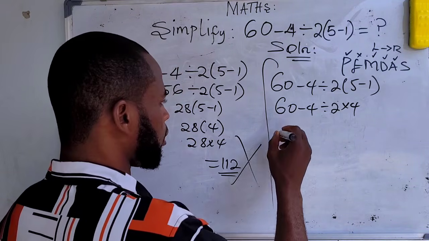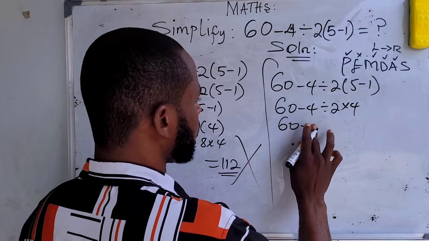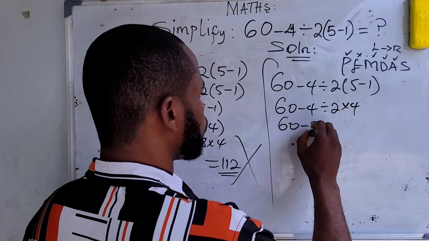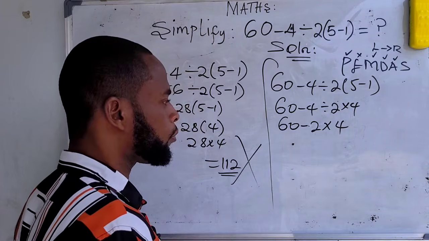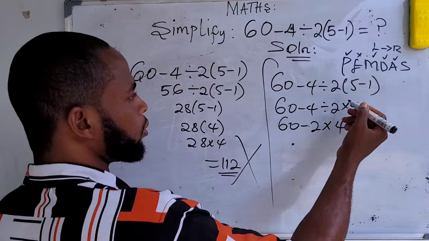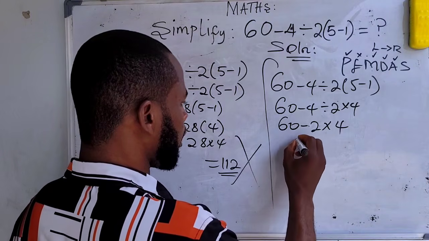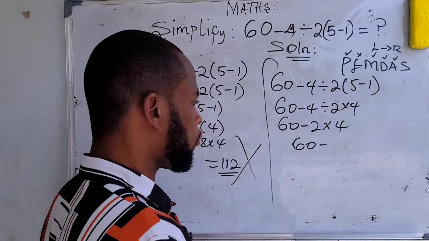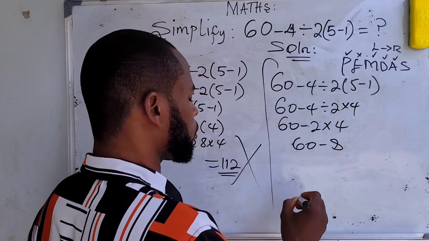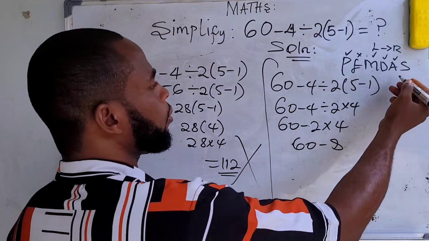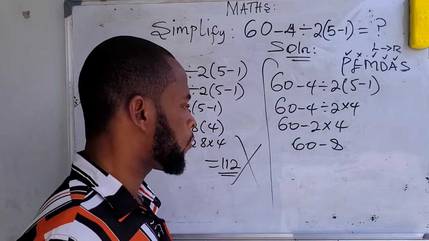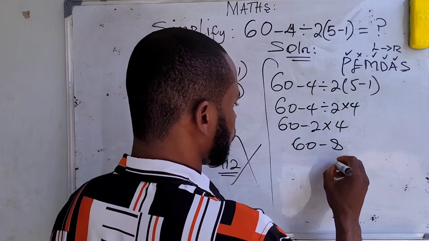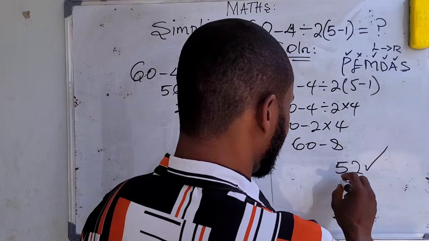Then in that case, we have 60 minus 4 divided by 2, that will give us 2, then multiplied by 4. Then in this case, we consider multiplication now. We have 60 minus 2 multiplied by 4, that will give us 2 multiplied by 4, that gives us 8. Then lastly, we consider subtraction. Here we have 60 minus 8, that will give us 52. And this is the correct answer.